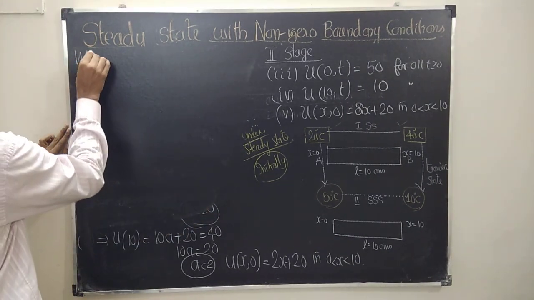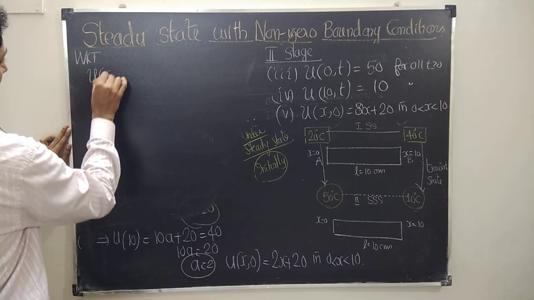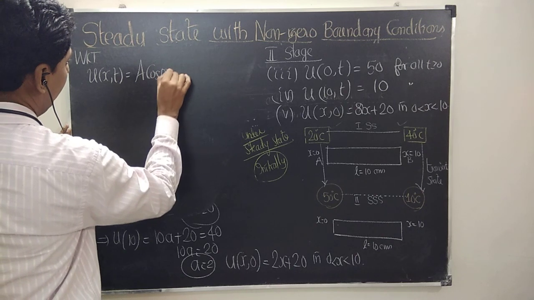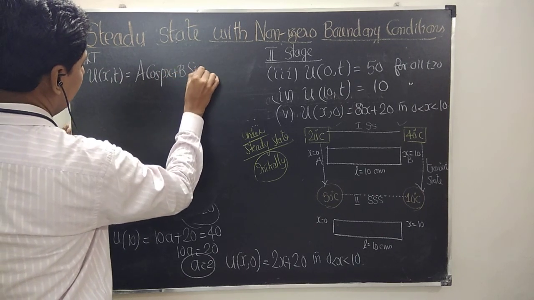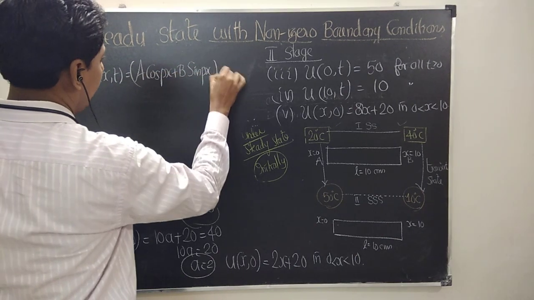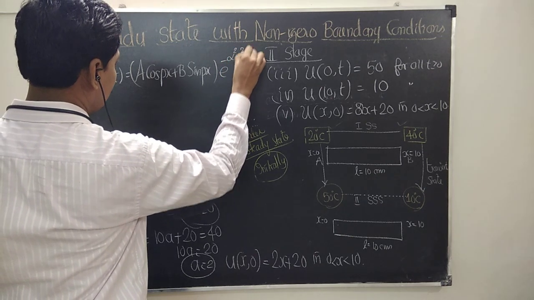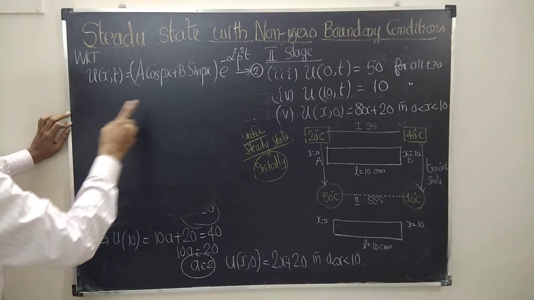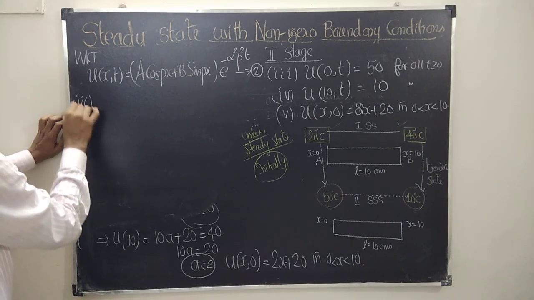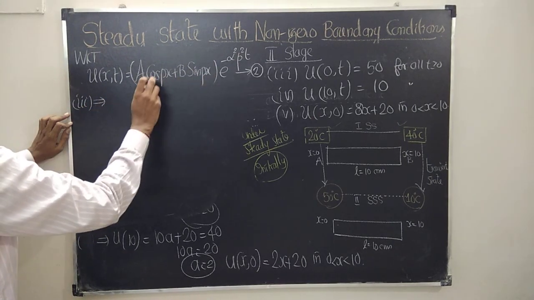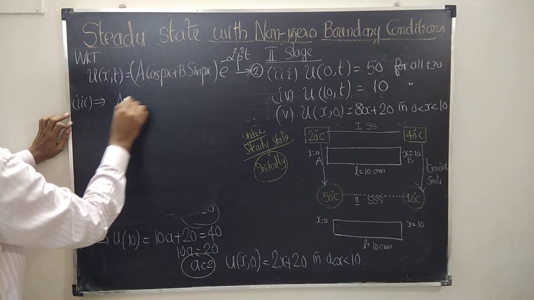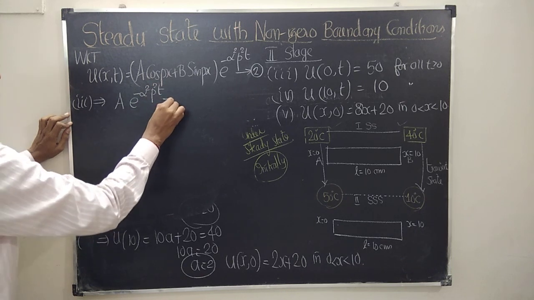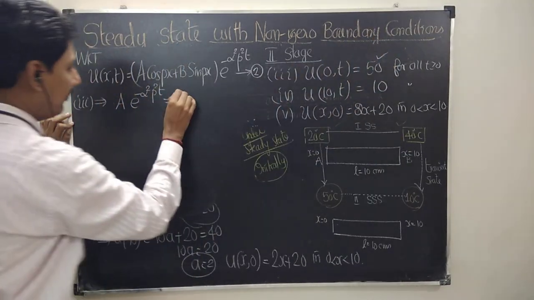Remember what is the solution for the one-dimensional heat flow equation? It is (a cos px + b sin px) e^(-α²p²t). So this is my solution, named equation number 2. Now can we substitute condition number 3 here? By putting x = 0, cos 0 is 1, so a, sin 0 is 0, so a·e^(-α²p²t) is equal to how much? 50 degrees. So it is 50.